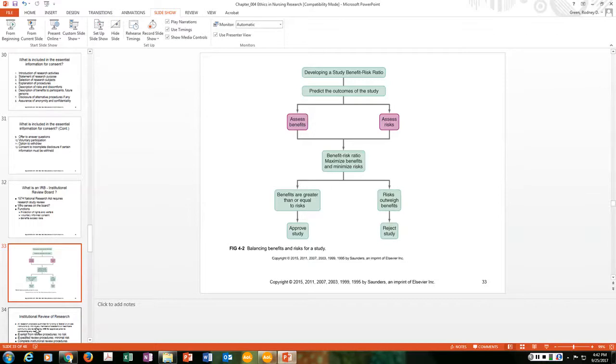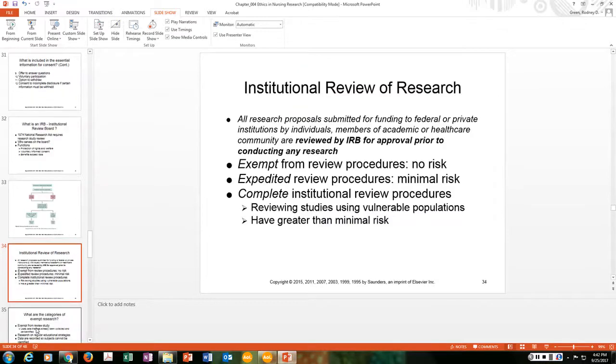This is a flow chart balancing benefits and risks for a study. So if the benefits are greater than or equal to the risks, the study will be approved. If the risks outweigh the benefits, the study would be rejected. Institutional Review Board.